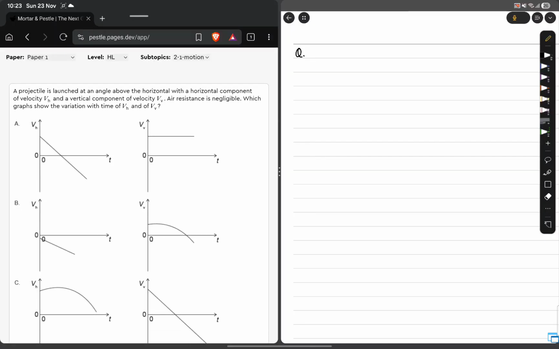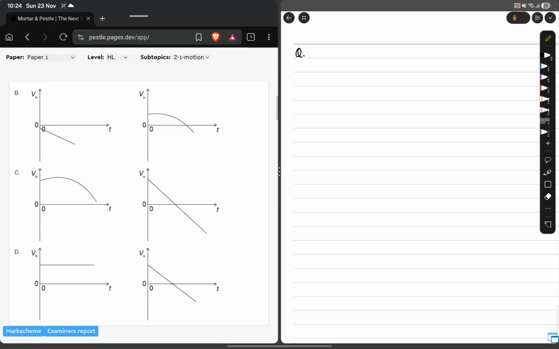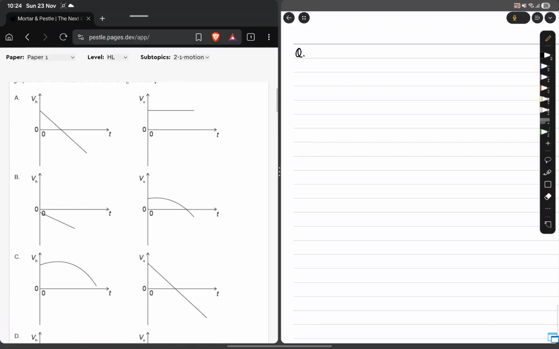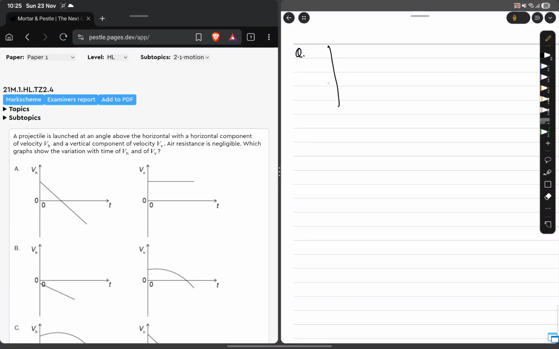So a projectile is launched at an angle above the horizontal with horizontal components of velocity vh and a vertical component of velocity vv. Air resistance is negligible, which graphs show the variation of the time of vh and of vv. Alright, so what we're going to do here is draw what this is going to look like. Nope, what am I doing? It's basically starting from here. Projectile launched, constant horizontal component.